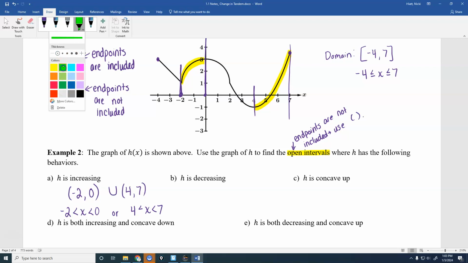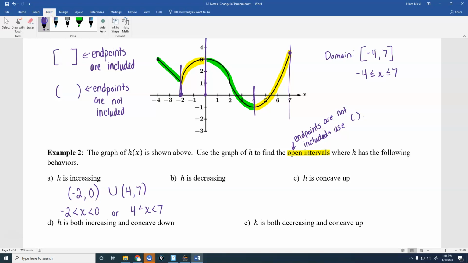All right. So, decreasing. We're looking from here to here. We're decreasing. We're also decreasing over here. So, again, we're looking at x values where this happens. So, that would be -4 up to -2. And then this next section right here would be 0 to 4.